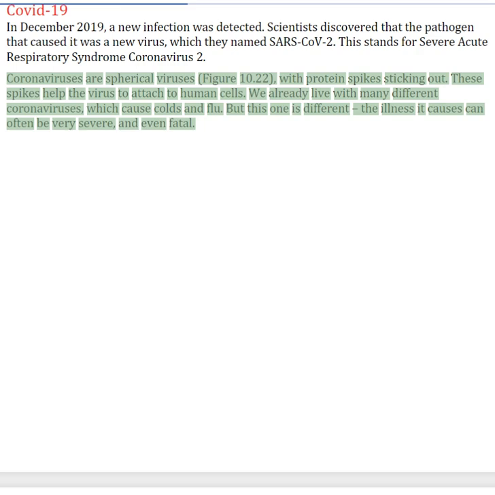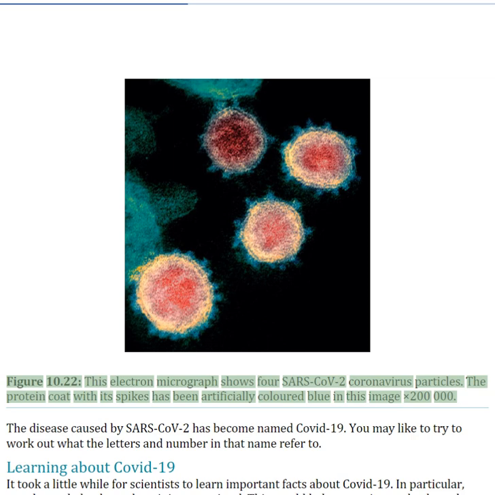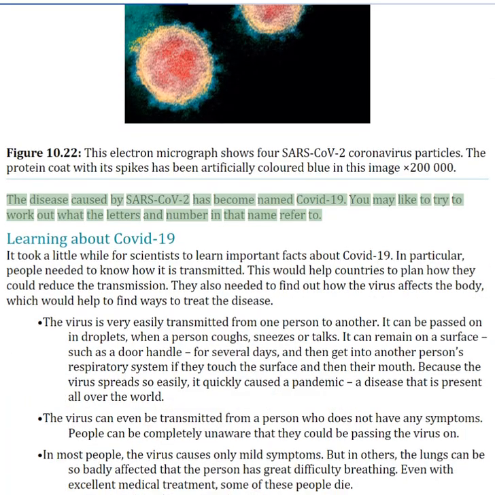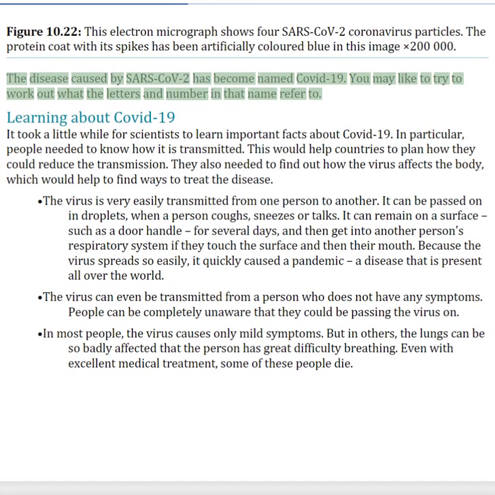We already live with many different coronaviruses, which cause colds and flu. But this one is different. The illness it causes can often be very severe, and even fatal. Figure 10.22. This electron micrograph shows 4 SARS-CoV-2 coronavirus particles. The protein coat, with its spikes, has been artificially colored blue in this image. The disease caused by SARS-CoV-2 has become named COVID-19. You may like to try to work out what the letters and number in that name refer to.